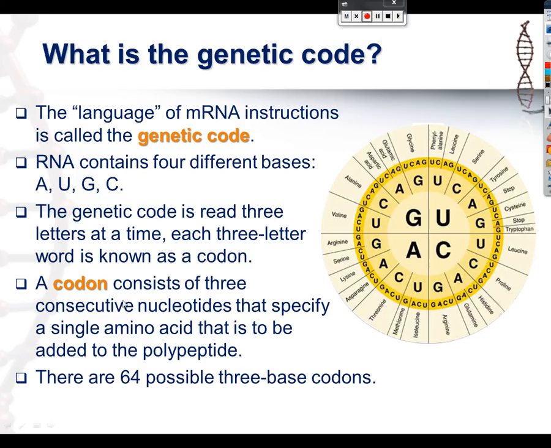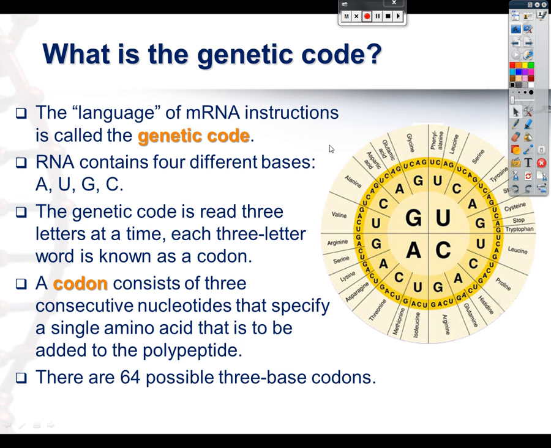The codon consists of the 3 nucleotides that are going to be in a particular order to make that amino acid. They're going to be linked together to make that polypeptide chain. There are 64 possible 3-base codons that we come up with to make our 20 amino acids.